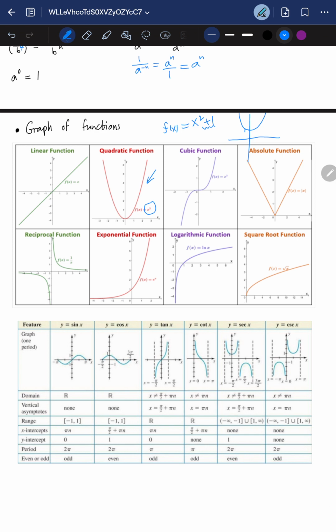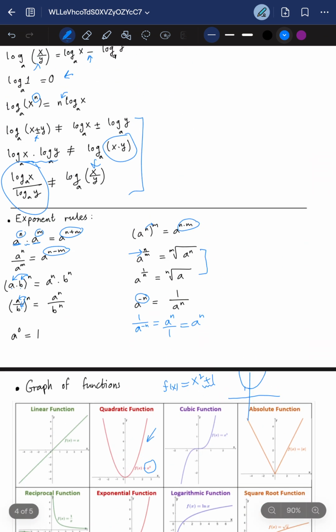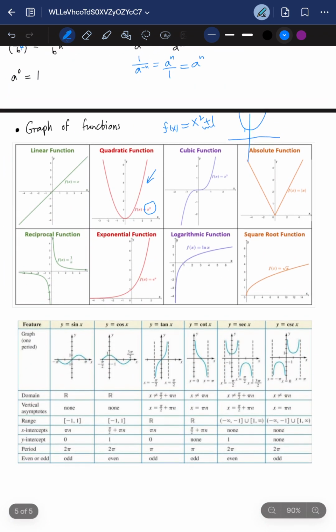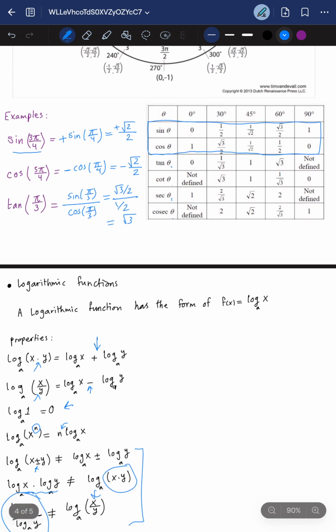So just make sure to review these main things. I'm sure we'll need more, but for now, these are the main things that you should remember and know.